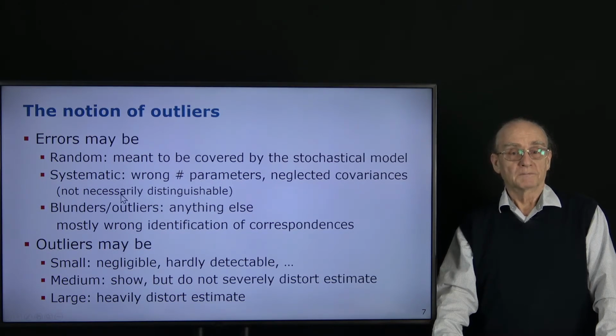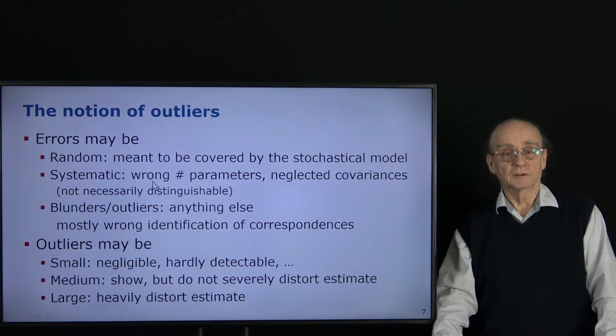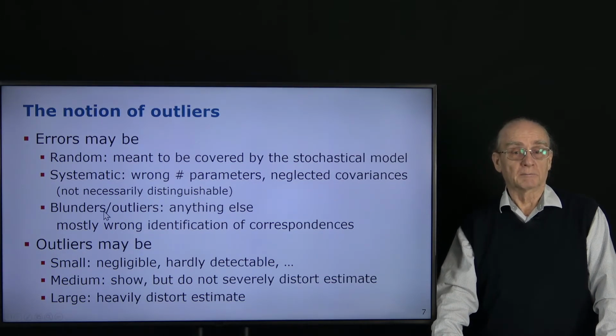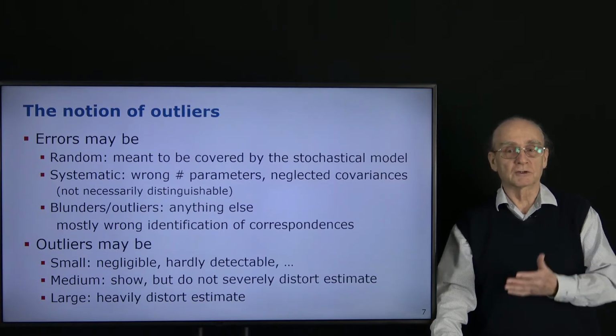So it may be that these errors are not distinguishable among each other. So if you have not enough parameters or you have neglected covariances, you may not be able to distinguish these two types of errors or even from random errors. And of course, everything else we would say are blunders or outliers, so we are not able to specify this in a simple way. And in practice, these are mostly identification errors, numbering errors. Like in our case, we just measured the wrong point.